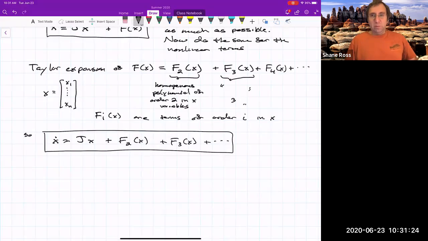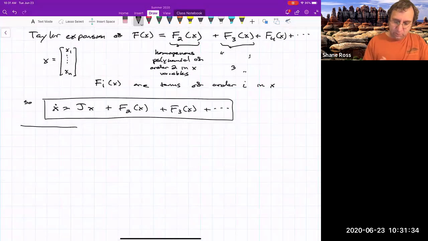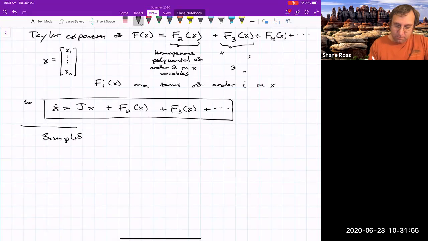So we've already simplified the linear terms. Now we'll simplify the second order terms. And this will introduce a lot of the theory. We basically just set up our ODE so it's in the right form for us to now begin the systematic approach to constructing the nonlinear coordinate transformation. So we'll simplify the second order terms.